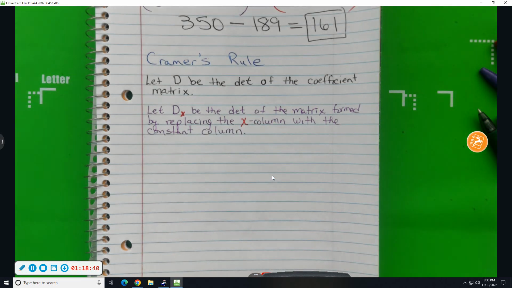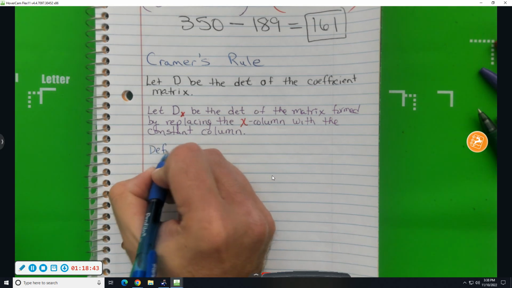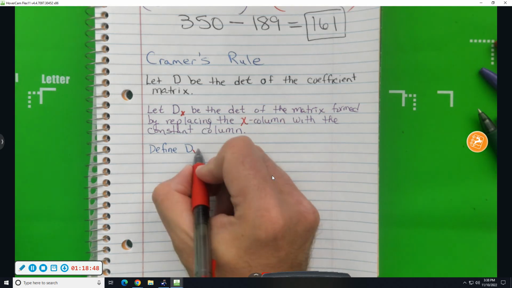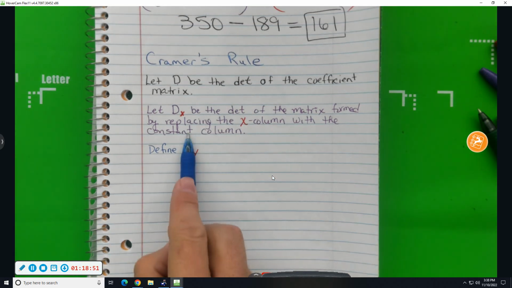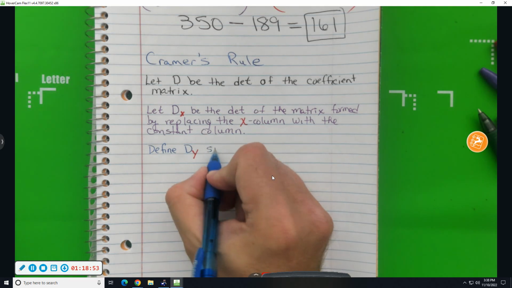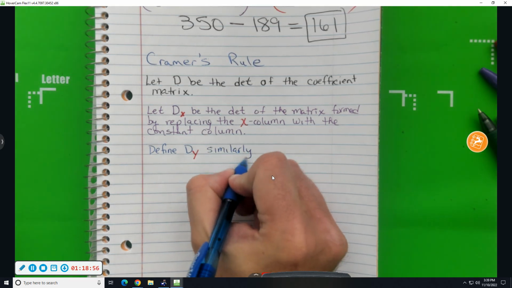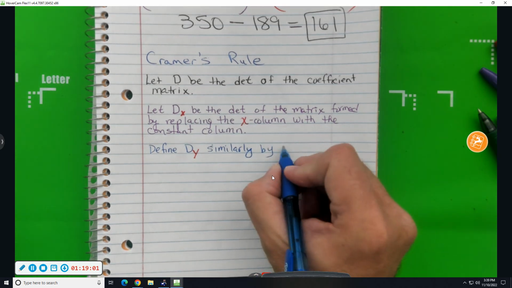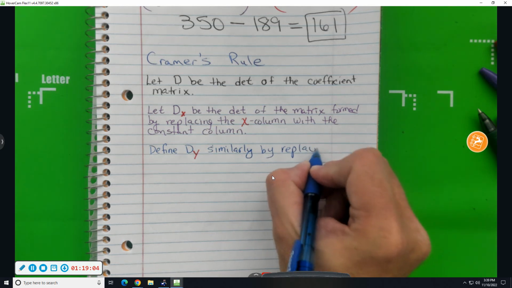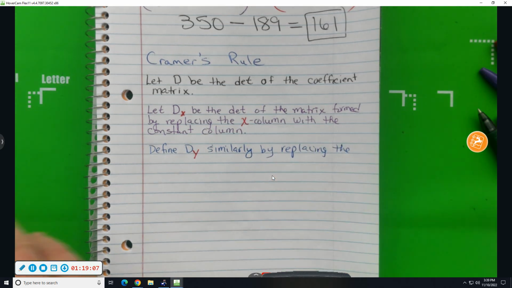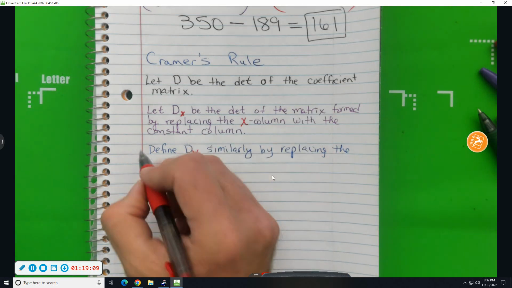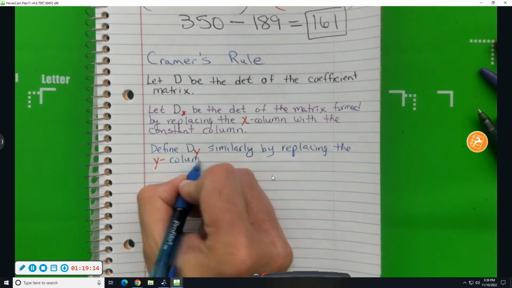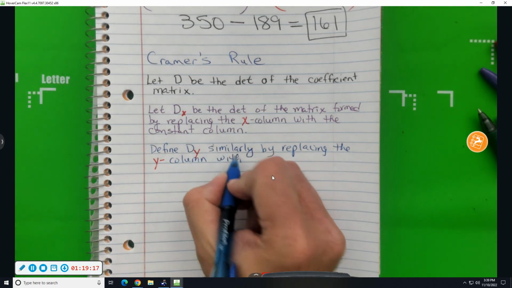And then we'll say define dy similarly. Whatever the subscript is, that's what gets replaced with the constants. Define dy similarly by replacing the y column with the column of constants.